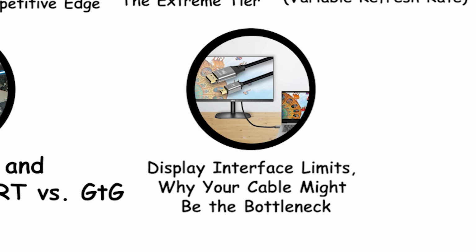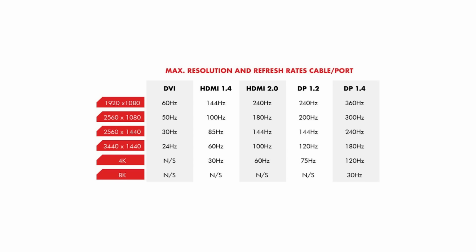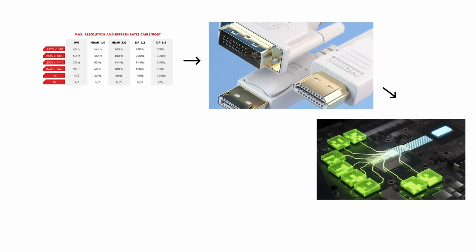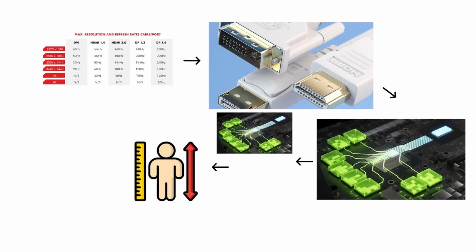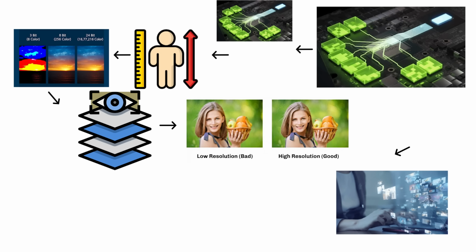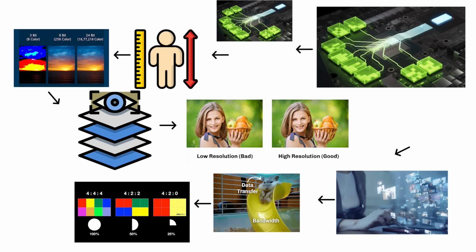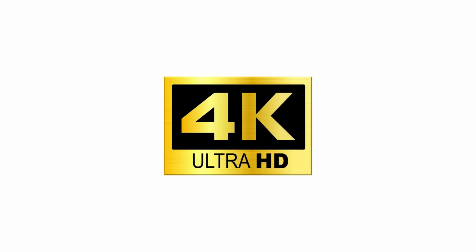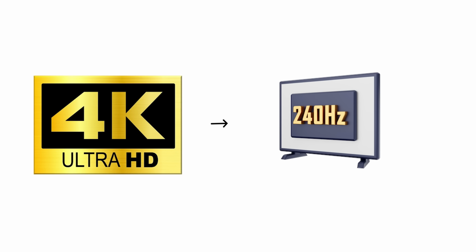Display interface limits. Why your cable might be the bottleneck. All the refresh rate bragging in the world means nothing if your video cable can't deliver enough data. Each frame your GPU sends is a package of pixels, width times height, color depth, and refresh rate multiplied together. At high resolutions, that data rate explodes. The display interface must have enough bandwidth to push all those pixels across every second without dropping quality or skipping frames. Take 4K at 240 Hz as an example.